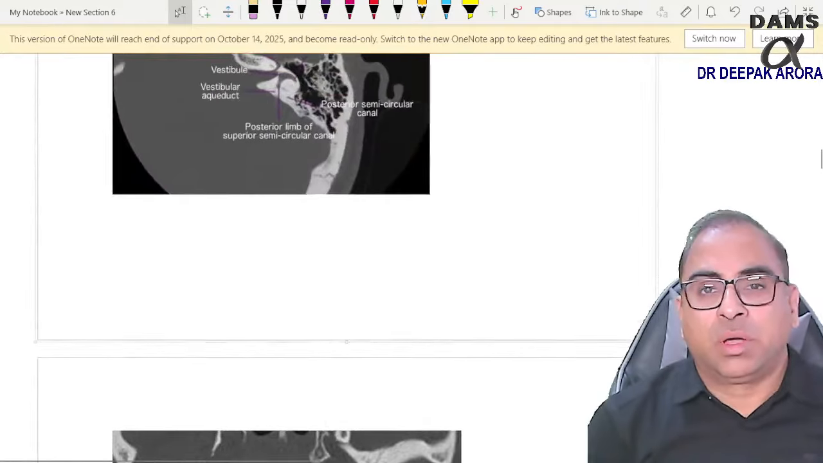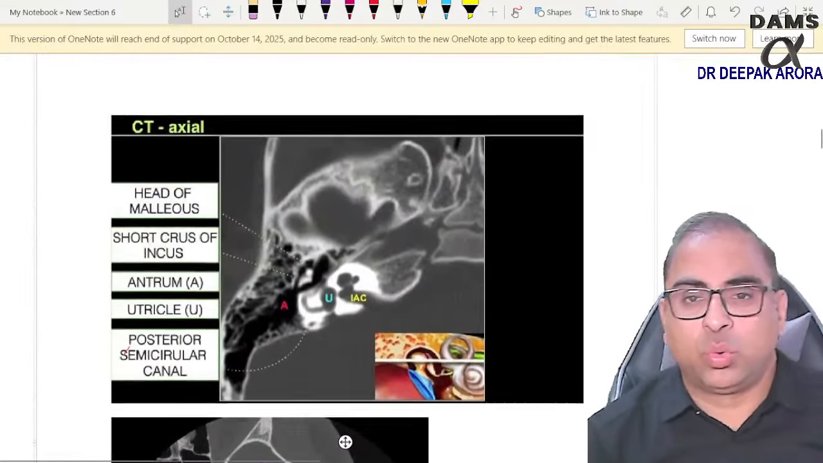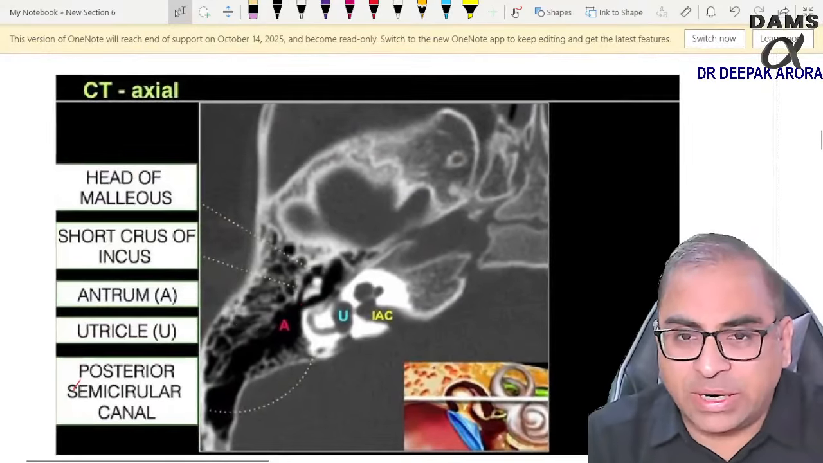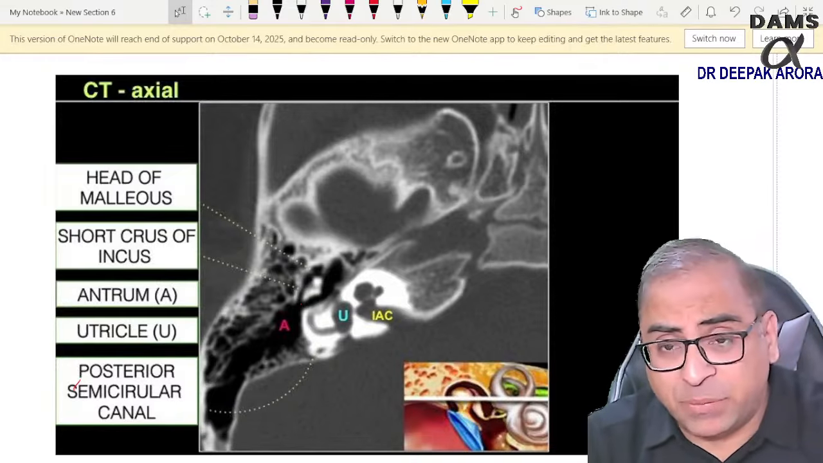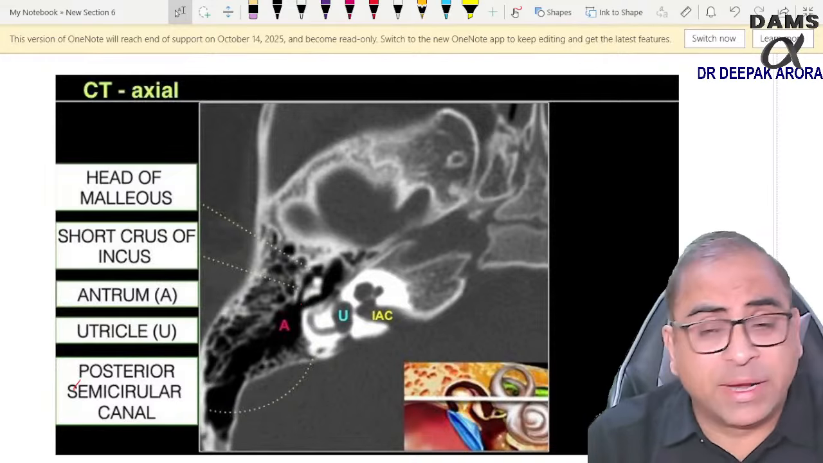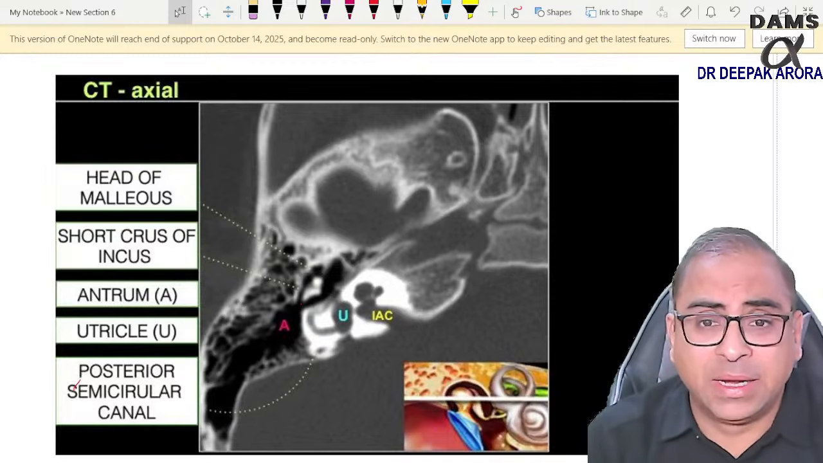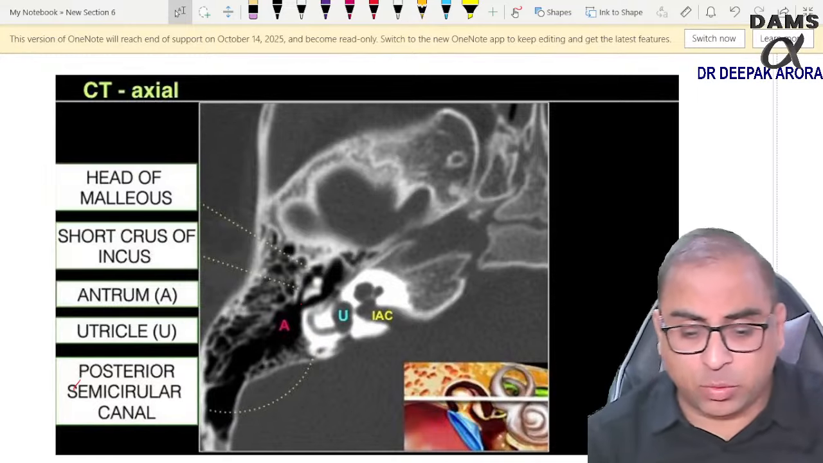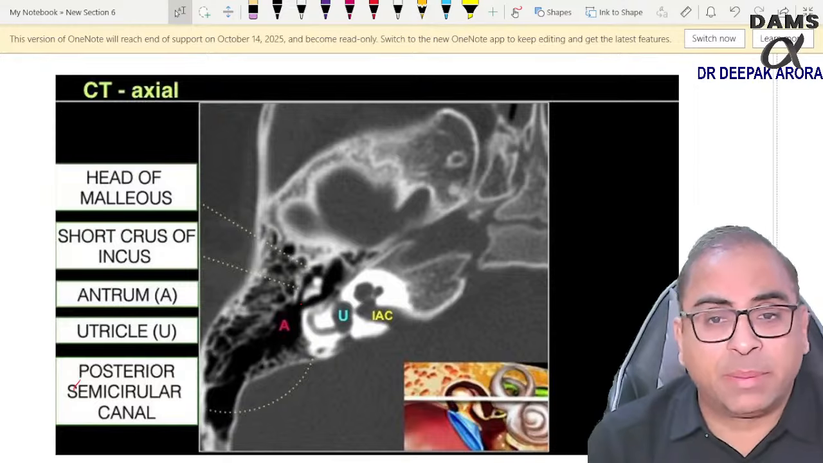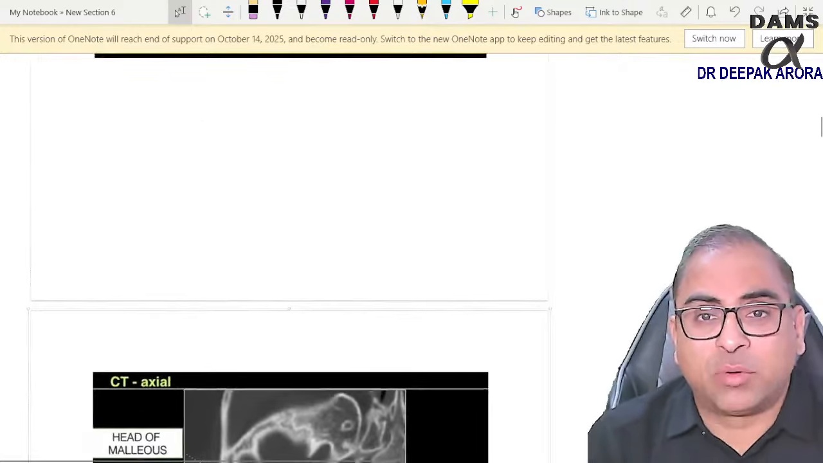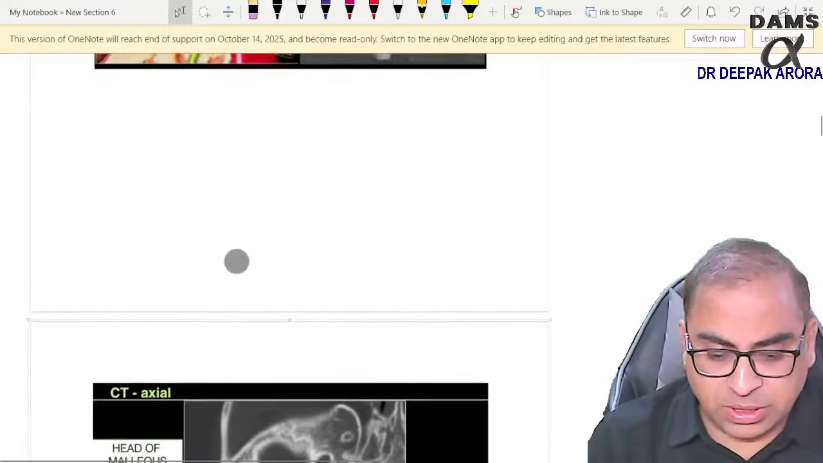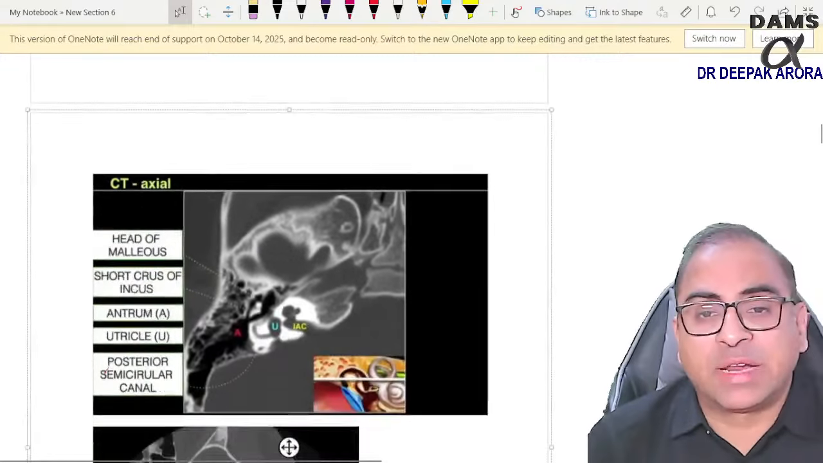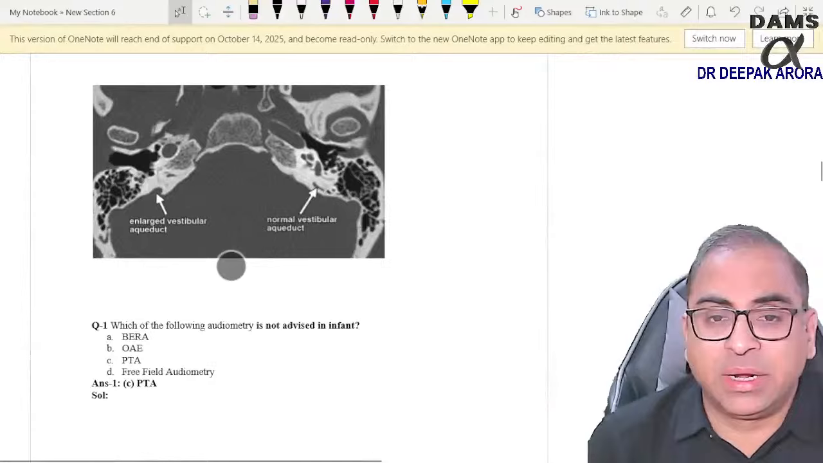So now I am confident, beta, you can identify the malleus, the incus, the mastoid, and the utricle. Medial to the utricle and cochlea will be your internal auditory canal, and the external auditory canal will be absolutely lateral to the tympanic membrane, outside your middle ear. Is this concept clear? Done. These slides are very important for your upcoming NEET examination.